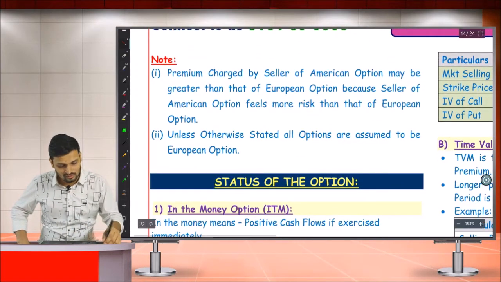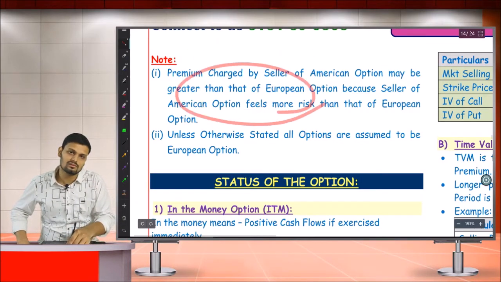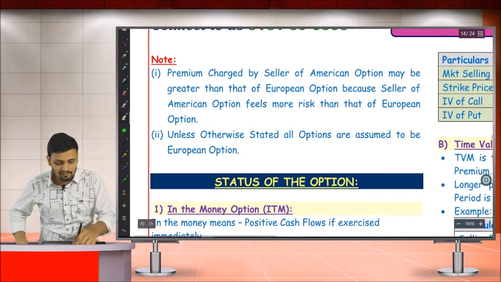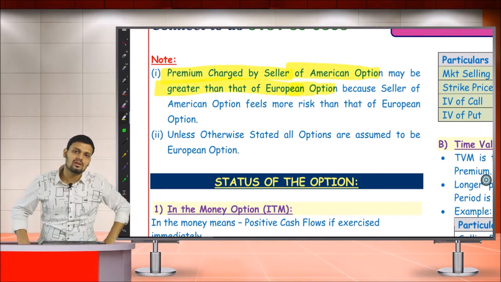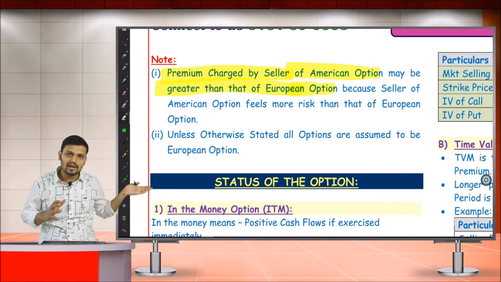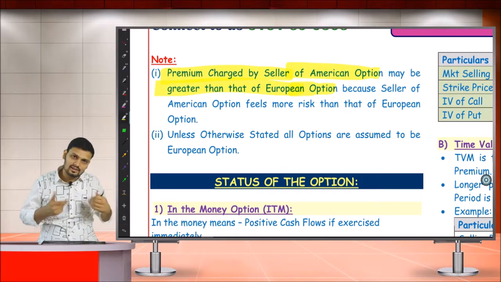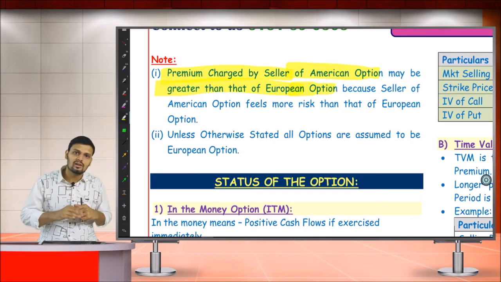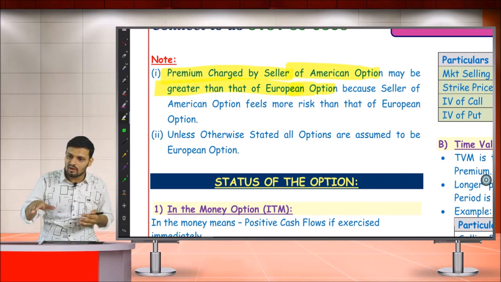Don't worry. Premium charged by seller of American options may be greater than European options. Why? Because in European option, the buyer can exercise or lapse only on the expiry date. But in American option, the buyer can exercise or lapse even before the expiry date. So can I tell, American option buyers are having an added advantage to set off, to square off even before the expiry date or even on the expiry date.